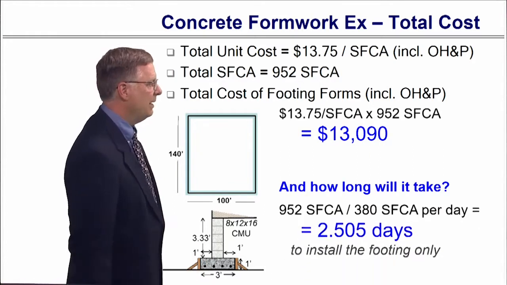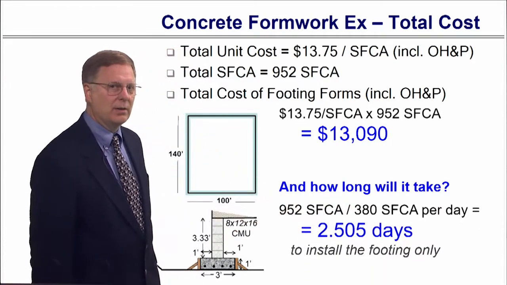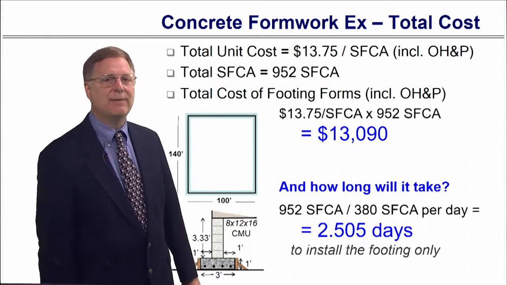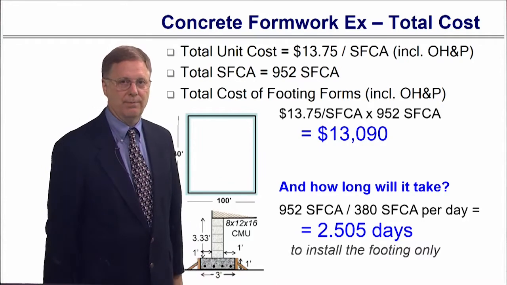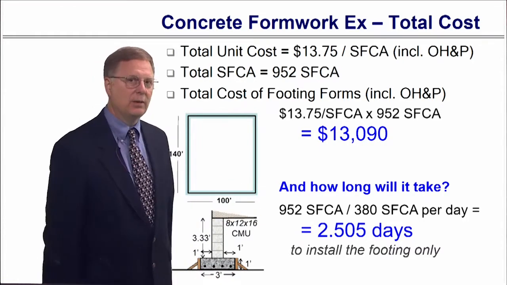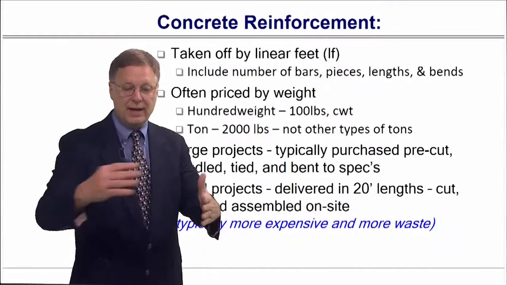And here's the interesting thing, just to show you the dynamics of what the cost is for formwork. If I take that 380 and divide it into that square foot contact area, it would tell me it would be 2.5 days to install the footing alone. So that's typical. I've seen that on project sites. That will take you quite a bit of time just to install the footing around this little small building. So we've got the formwork placed.